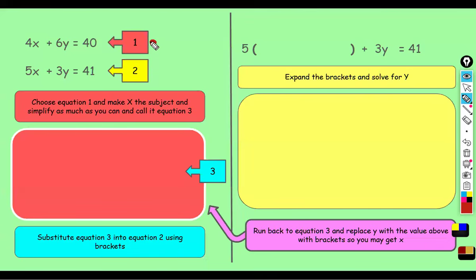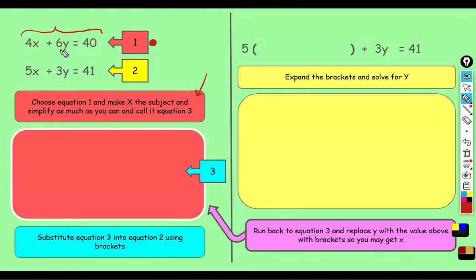So I want everyone to put a dot by equation 1. Make sure you label it 1 and 2. The dot means we're going to choose equation 1 first, and take down this note here. I decided to choose equation 1 and make x the subject. Did I make the correct choice? Should I make x the subject or y the subject?